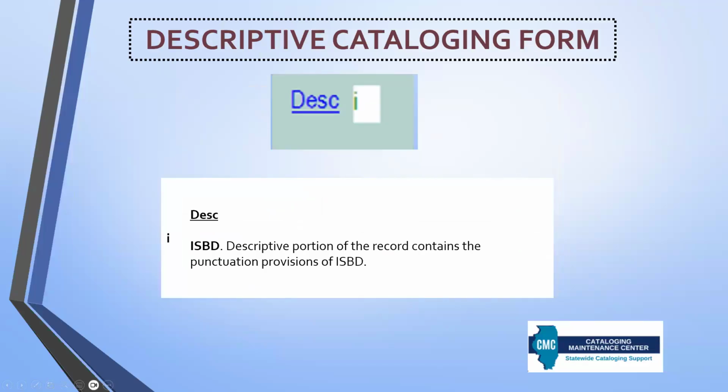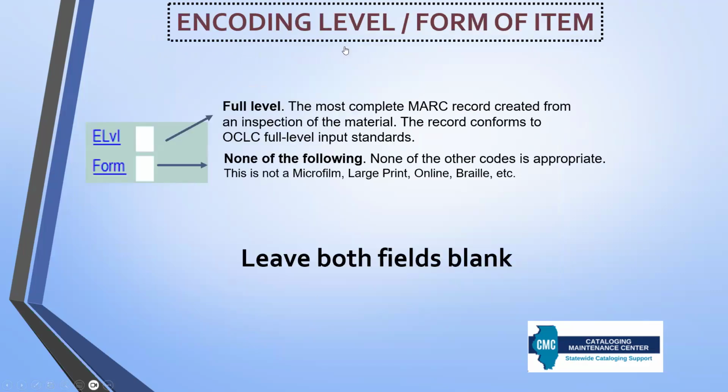All right. In descriptive cataloging form, the CMC uses ISBD punctuation in all records. So DESC will always be I. Okay, encoding level, form of item. The CMC always creates full level records, so this field remains blank for any record created by the CMC. All of the examples for today are regular print books. So this form field is blank because I don't have any large print or online or Braille.